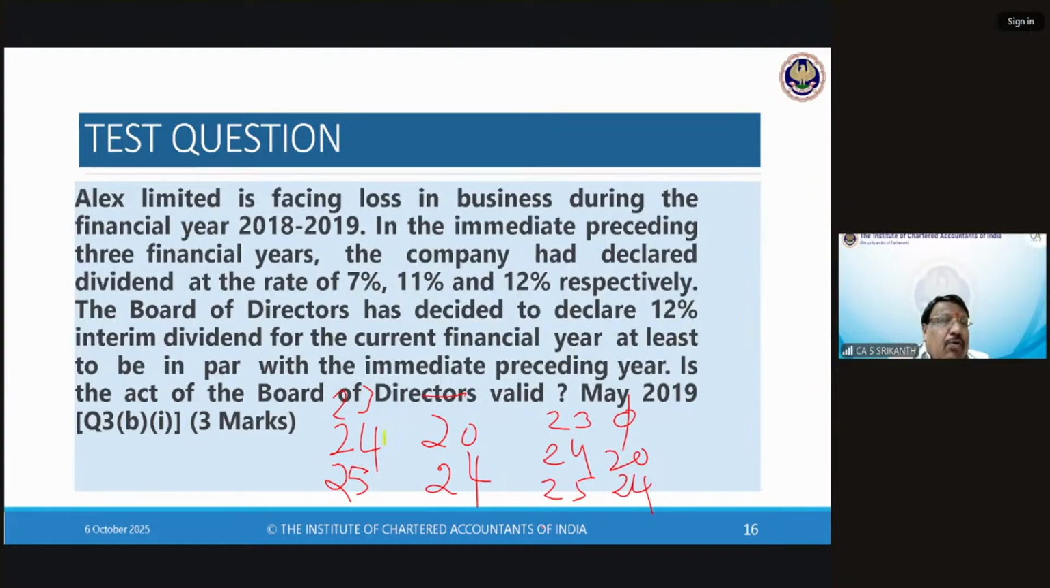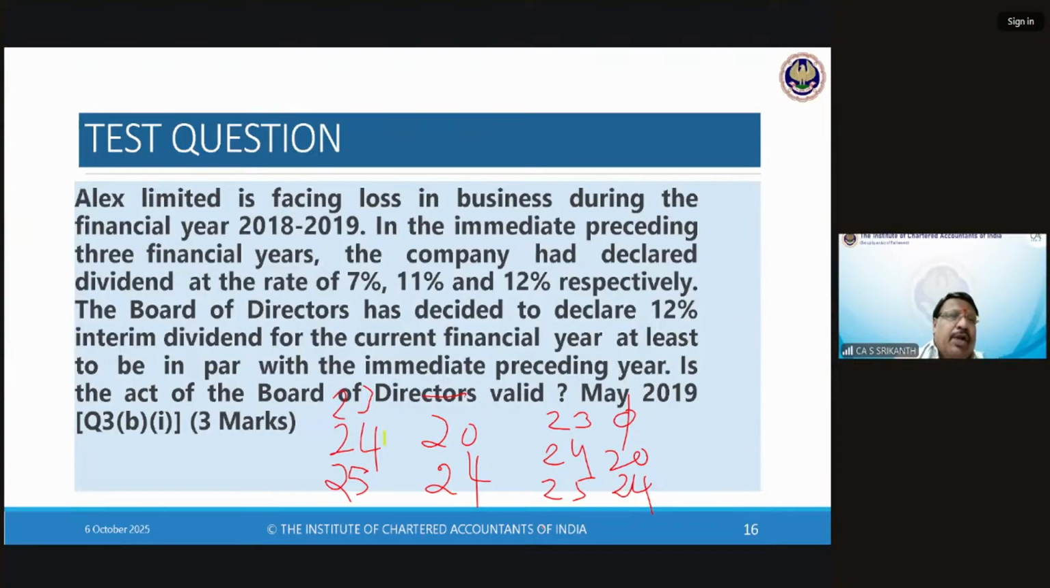Mr. Ashlesha Rao has the correct answer. And also Sama Khan. No, we won't take zero. Zero is not correct because, see, it's not as if they have not declared dividend at all. They have declared zero in 1 year, 20 in another year, 24 in another year.